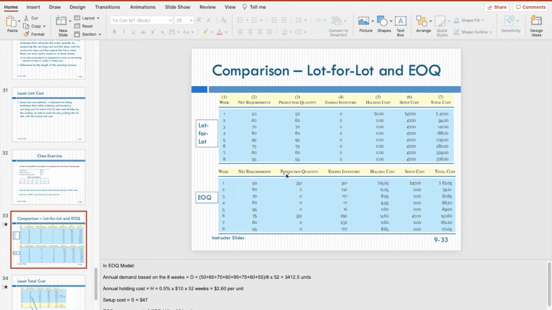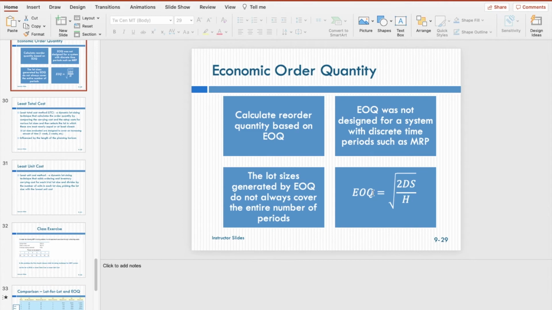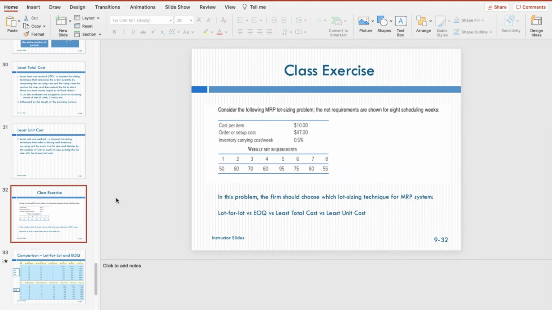Now, let's move to the EOQ model. Okay. What is EOQ model? Remember, EOQ model is basically very easy. EOQ equals the square root of 2D times S divided by H. All right. So this would be the equation that we already talked about within chapter 3.